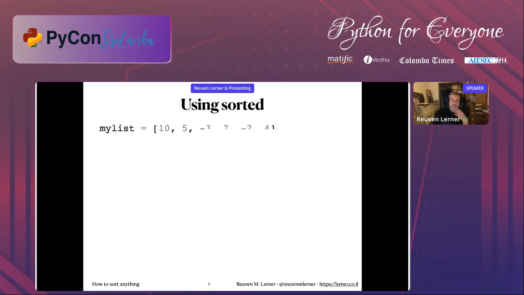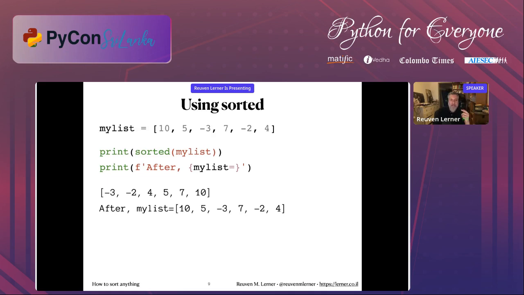Well, here's my list again. I'm going to print sorted(my_list). Remember that my_list here, right? So I'm going to print my_list afterwards. So what happens? Well, we get -3, -2, 4, 5, 7, 10. And after that, my_list remains the same. My list is unchanged, right? So sorted is what I would call a more functional approach to sorting. It's not changing the data as list.sort does. It doesn't change the original at all. It just returns a new value.